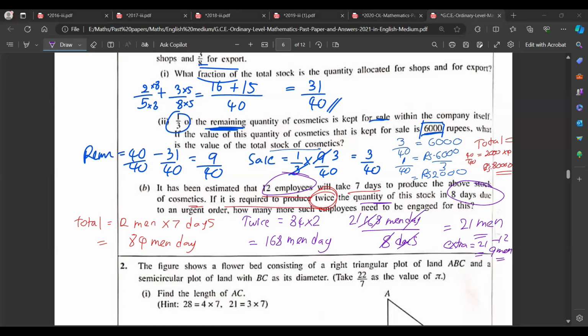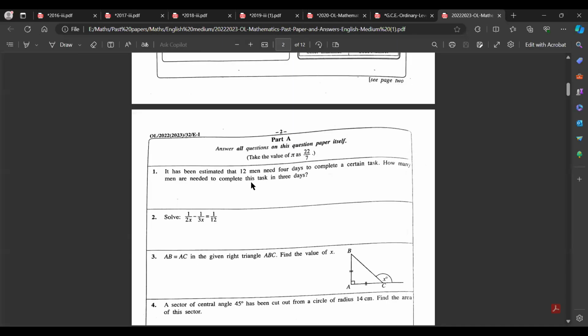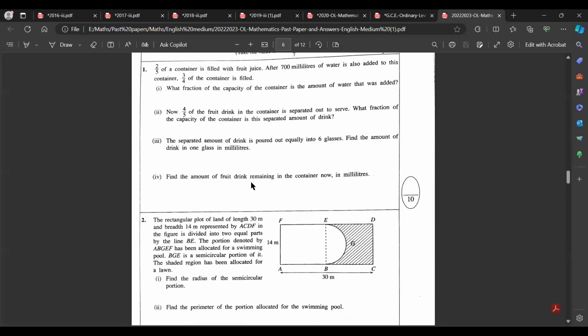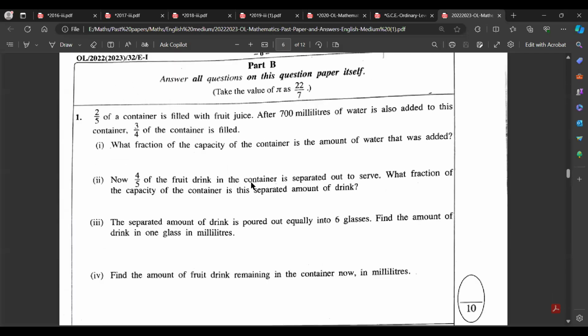Yes, clear. That's the extra part. Another 9 mil. Okay, that's about the 2022 one. Here is the last year question paper, 2022, and it is happening in 2023. Okay, I will just explain quickly. Okay, read this one. I will do it a little quicker.